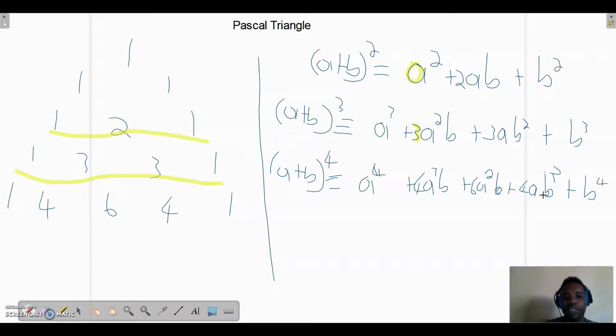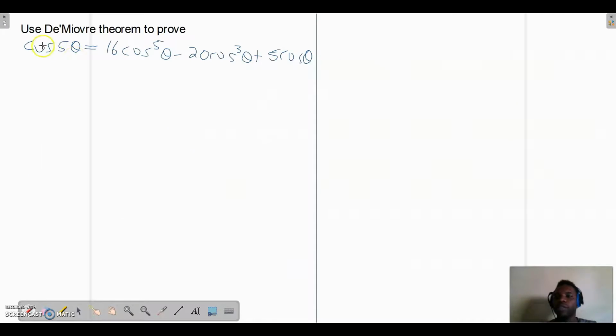So it is with this Pascal triangle now that I'm going to apply the Morph's theorem. So I have to know how to expand this, so it becomes easier for me. Alright, here's an example of a question. Use the Morph's theorem to prove that cos 5 theta equals 16 cos to the 5th theta minus 20 cos cubed theta plus 5 cos theta.